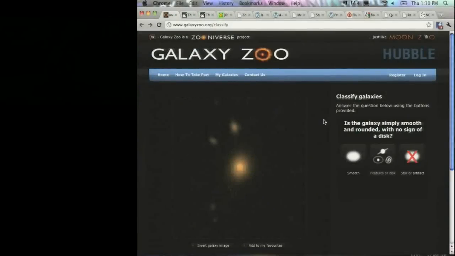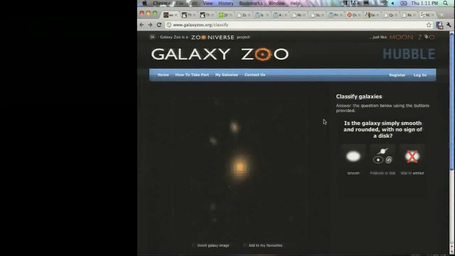So this is a galaxy image. It's from the Hubble Space Telescope. And I've got a couple of questions for you. If people can just say out loud what they think. So we've got these questions here on the side.